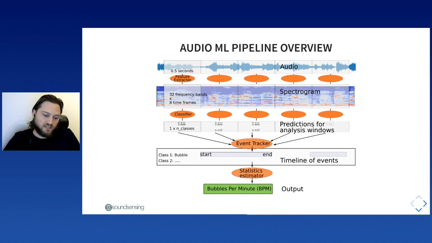So from each time window, we compute some sort of feature representation, and a very common and effective feature representation is called a spectrogram. This is a time frequency based representation. So you have frequency along the y-axis and time along the x-axis, and you can often visually see the tasks you're interested in.